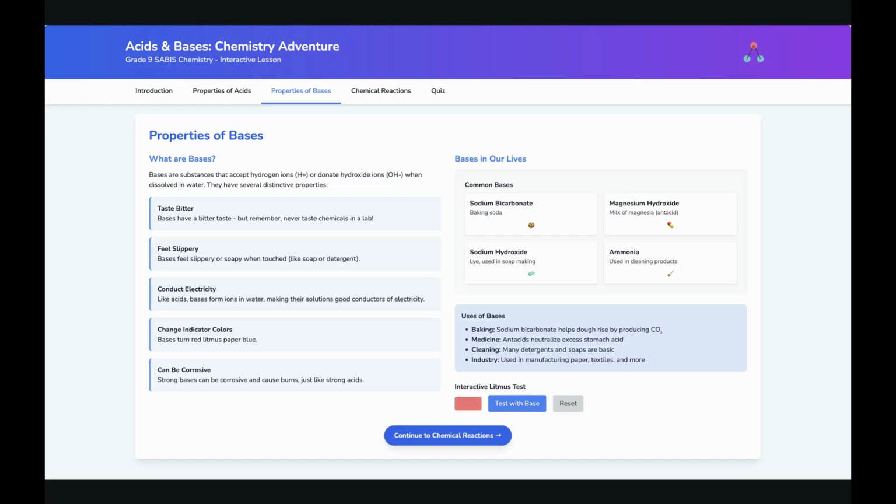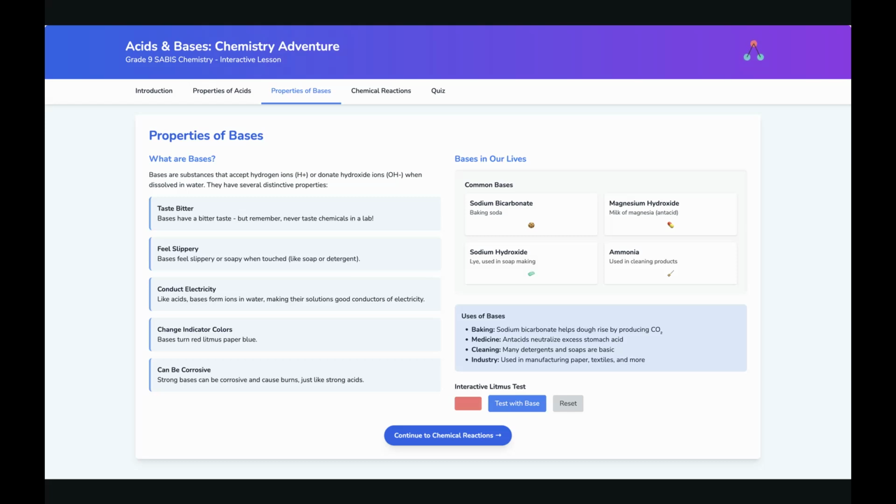The most common bases are sodium bicarbonate, used as baking soda, and magnesium hydroxide, or milk of magnesia, an antacid preparation for people who have heartburn or acidity. Sodium hydroxide is used in soap making, and ammonia is used in cleaning products. Bases are used in baking: sodium bicarbonate helps dough rise by producing carbon dioxide. Medicines neutralize excess stomach acid if you have heartburn or high acidity. Many detergents and soaps are basic, and industry uses bases in manufacturing paper, textiles, and more.